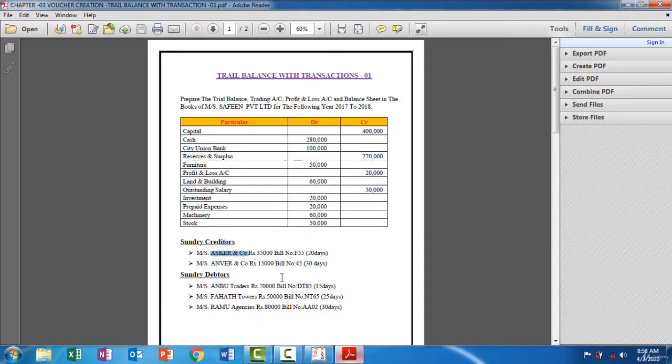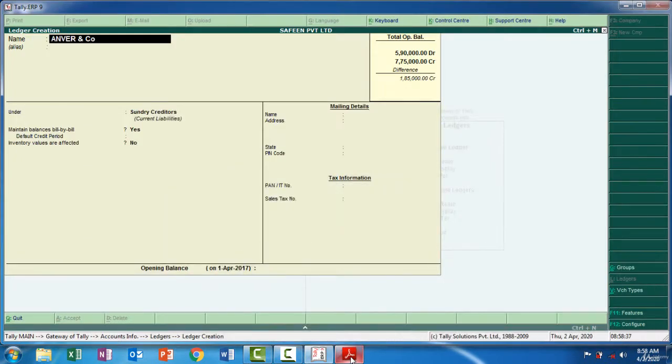Yes. Next one is Anwar Co Company. Anwar Co Company is one of the Sundry creditors. So the amount is how much?